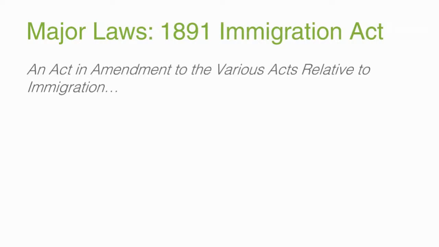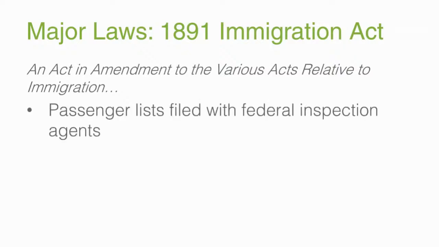There are several other major immigration acts, including one in 1855, but we're going to jump to the 1891 Immigration Act, which is one of the big key ones and is just going to really change the way passenger lists are kept. The 1891 Immigration Act was an act and amendment to various acts relative to immigration, and it went on. I love it when they try and name these acts, but this act actually required that the passenger lists be filed with federal inspection agents as opposed to those customs agents.